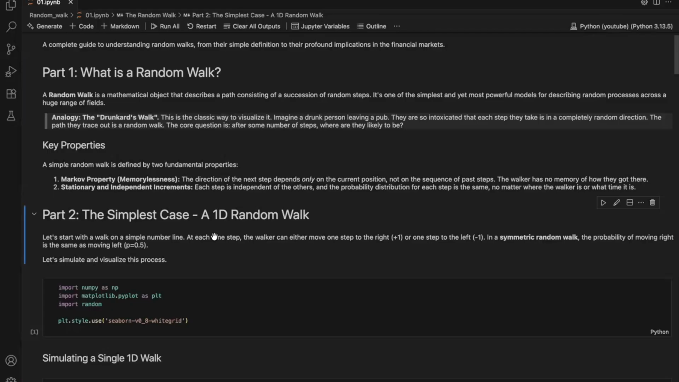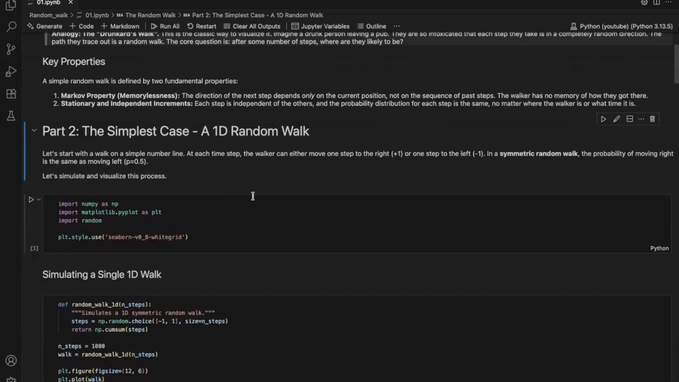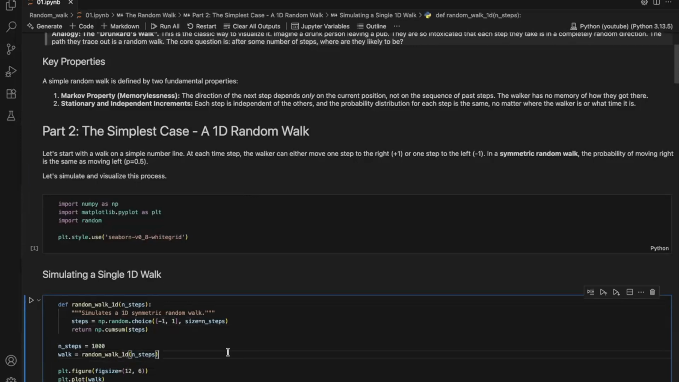Now let's start in one dimension, a simple number line. A walker starts at 0. At each step, they can either move one step to the right, which is denoted by a +1, or one step to the left, which is denoted by a -1, each with a 50% probability. This is called a symmetric random walk.